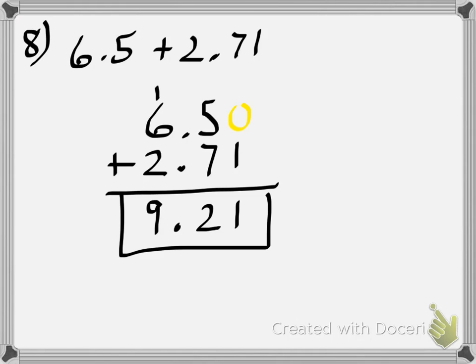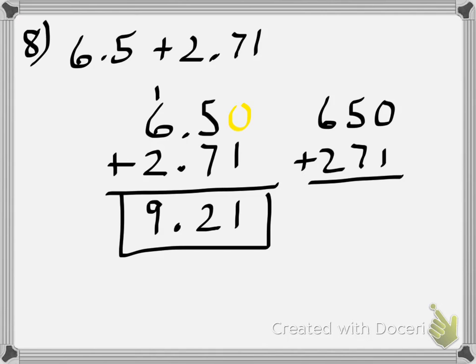So basically, we line up our decimal points, and we're just adding 650 plus 271. We're making it a simpler problem. And then our decimal point just lines up right below the other decimal points. And we can just put our decimal point right into the answer. And then continue working.